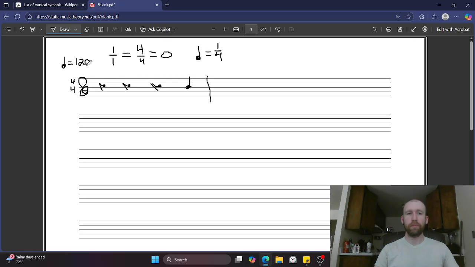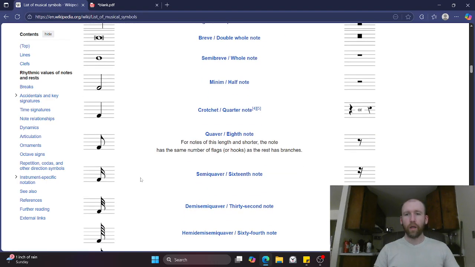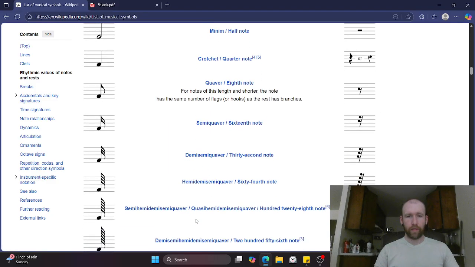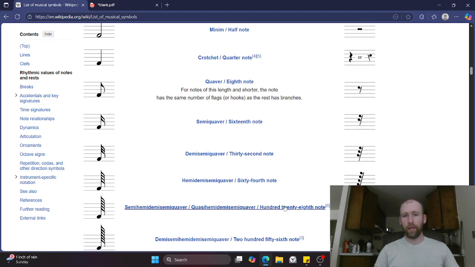Playing this at 120 beats per minute and playing 128th notes, it would be incomprehensible. It's not really fathomable unless you were playing at, like, I don't know, 8 beats per minute or something remarkably low. So let me just show you an example of 128th notes. You won't see this very often in sheet music.